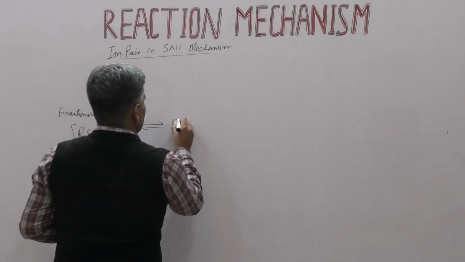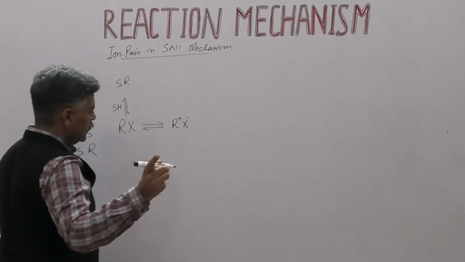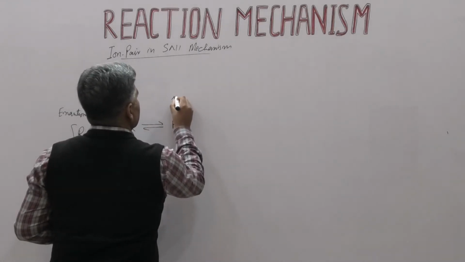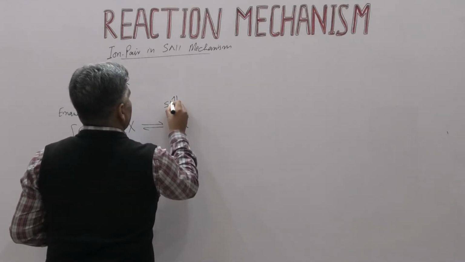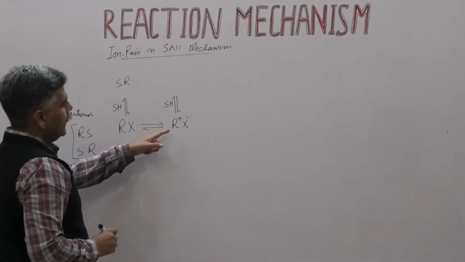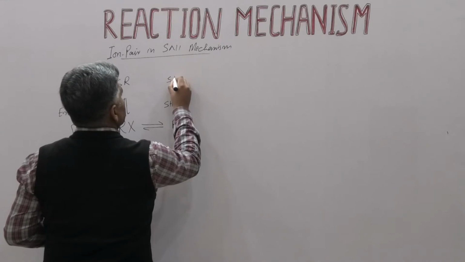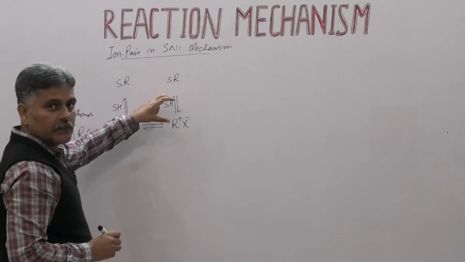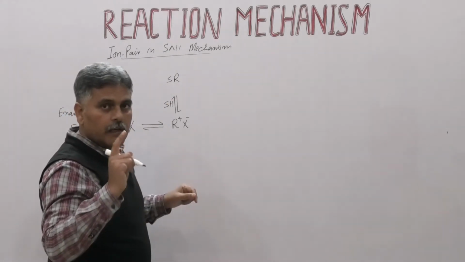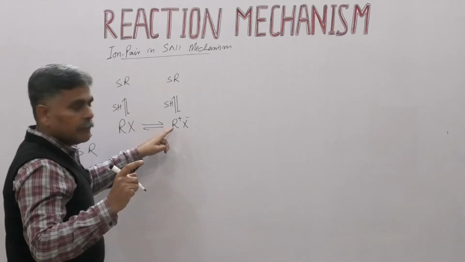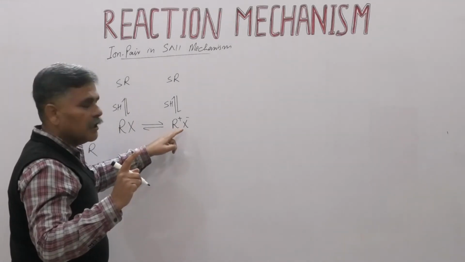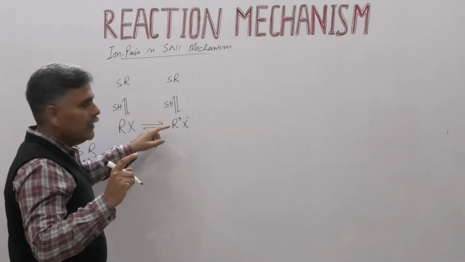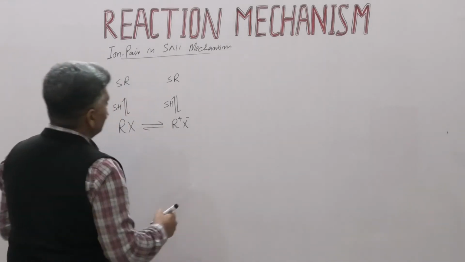Then we have R positive, X negative. As I told you, this is the case of an intimate ion pair. In this case, when SH, the solvent molecule, attacks, then we again have SR, inversion of configuration. So both these cases are inversion of configuration. It means when the incoming nucleophile approaches the chiral carbon at the stage when it is present as an intimate ion pair, I mean this X has not completely left the R positive, the case is inversion of configuration, again SN2.